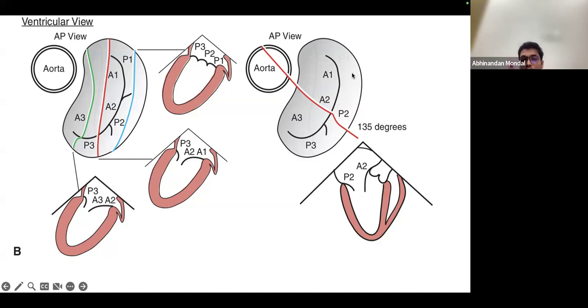And this is the view that I've already discussed at 135 degrees, that is the mediastinal long axis view. Here you will cut more in an A2 and P2 fashion.